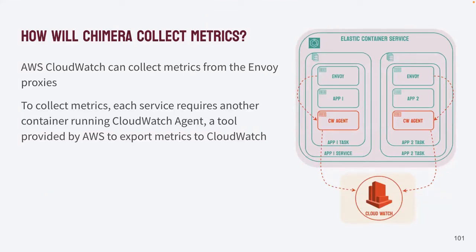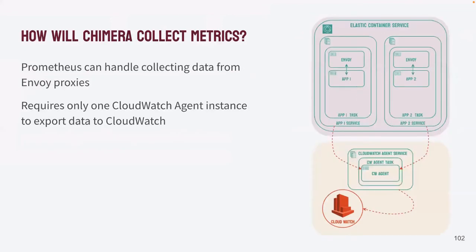In order to do this, the task definition of each ECS service must be updated to include the CloudWatch container. This solves the problem of collecting metrics from the proxies, but it wasn't in line with one of our design goals because it requires reconfiguring multiple services and adding several new components into the user's infrastructure. So to address that problem, we decided to instead use Prometheus to collect metrics from the Envoy proxies. Prometheus is a monitoring service that can be configured to scrape the proxies at regular intervals and collect specific metrics.